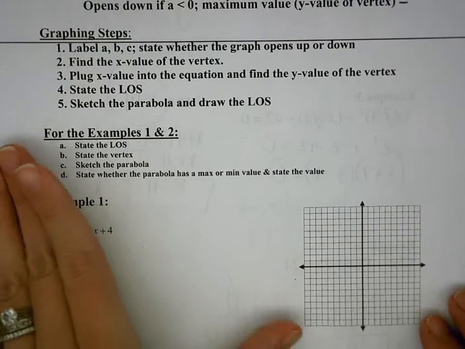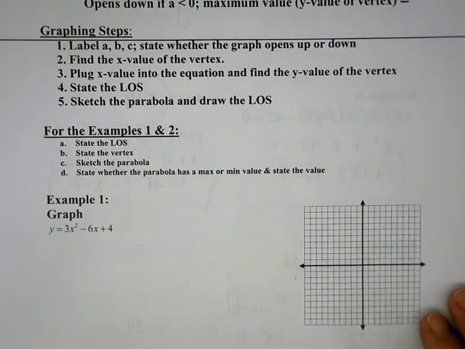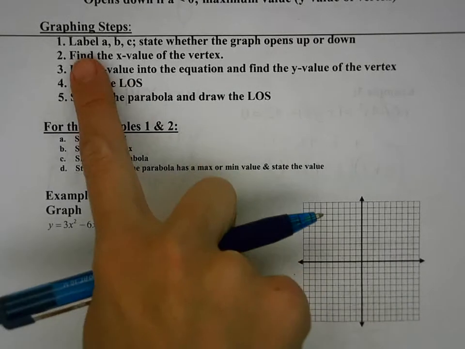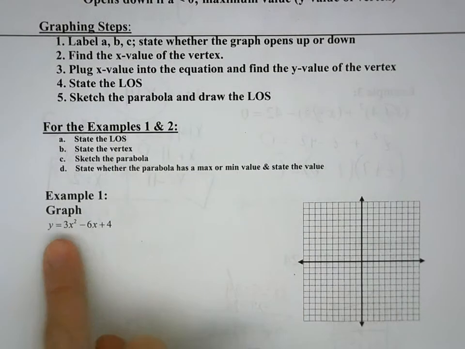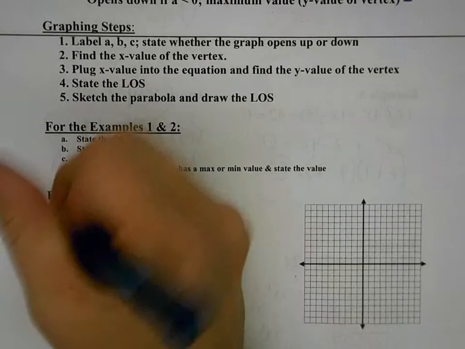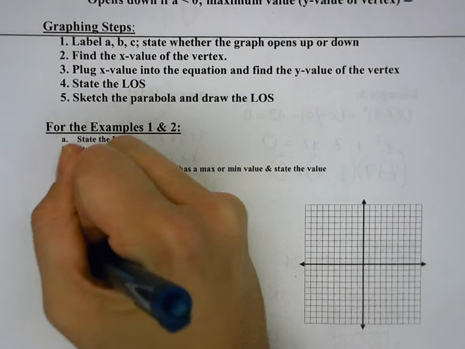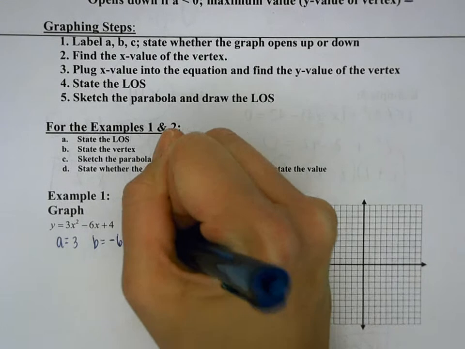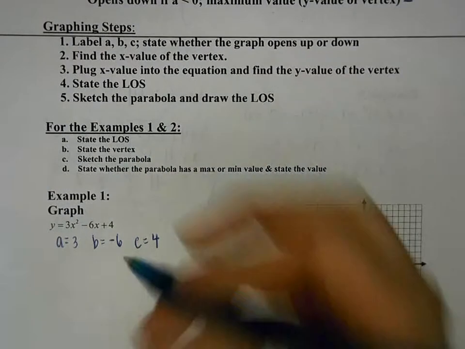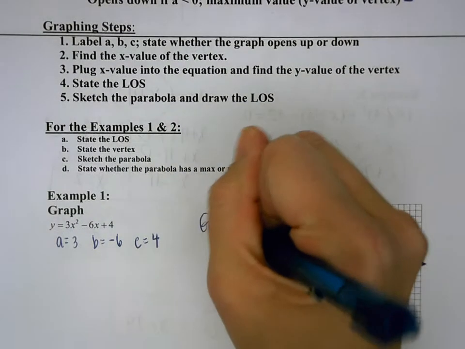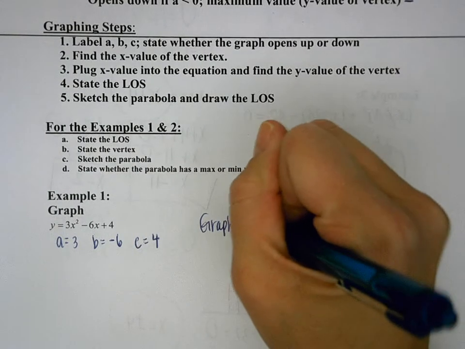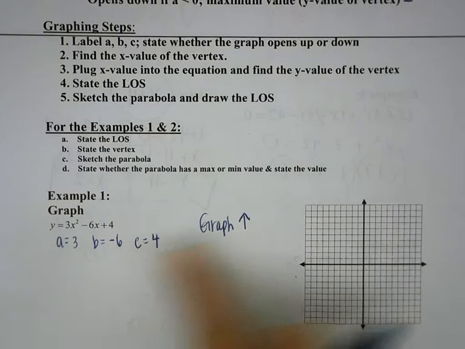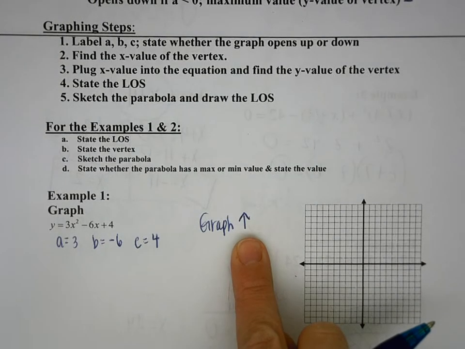So I wrote out some steps for you. The first thing you should do is label A, B, and C. So in this case, this equation, A is what? 3, B is negative 6, and C is 4. Okay, now, is this graph going to open up or down? And how do we know it graphs up? Because your A value is positive, it's going to graph up. Okay, so step 1 is done.